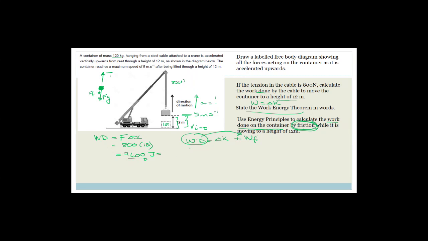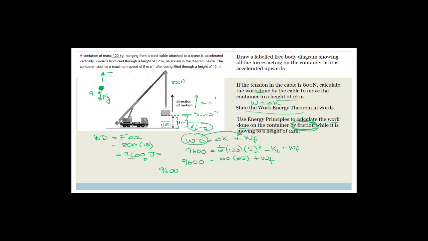Okay, so we know that this is 9,600. The final velocity is 5, so it's a half times the mass of the object, which is 120, times the final velocity, which is 5 squared, minus KE initial, which is 0, because the initial velocity is 0, plus the work done against friction. So do you agree, you got 9,600 is equal to 60 times 25 plus W_f.